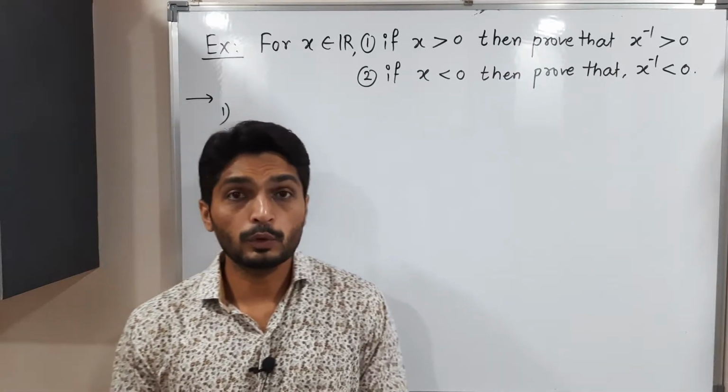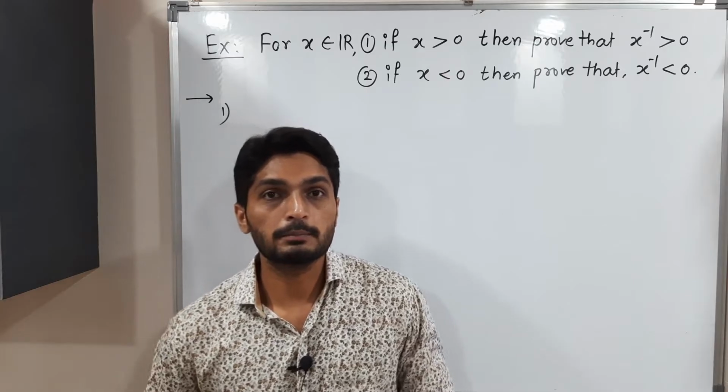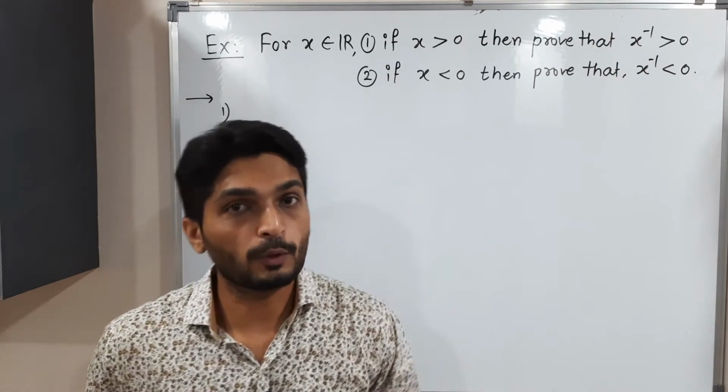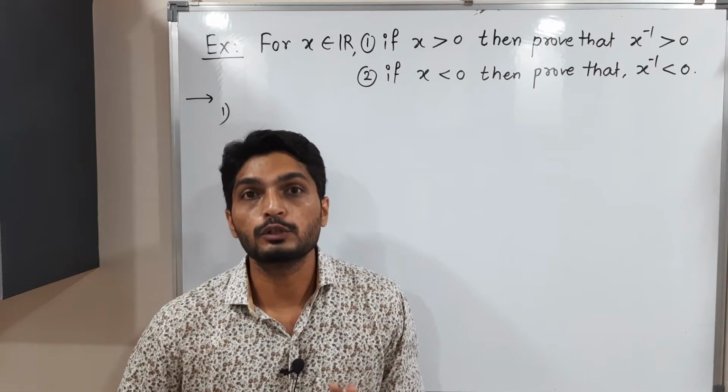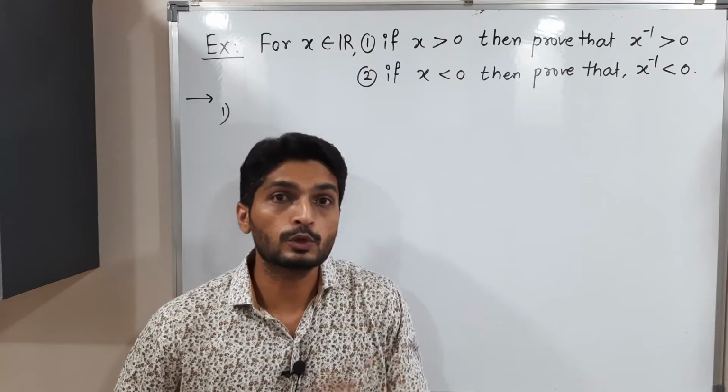So in this example, what we have to prove is: if x is greater than 0, that means if x is positive, its multiplicative inverse is also positive, or you can say its reciprocal is also positive. But if x is a negative number, then its reciprocal is also a negative number.